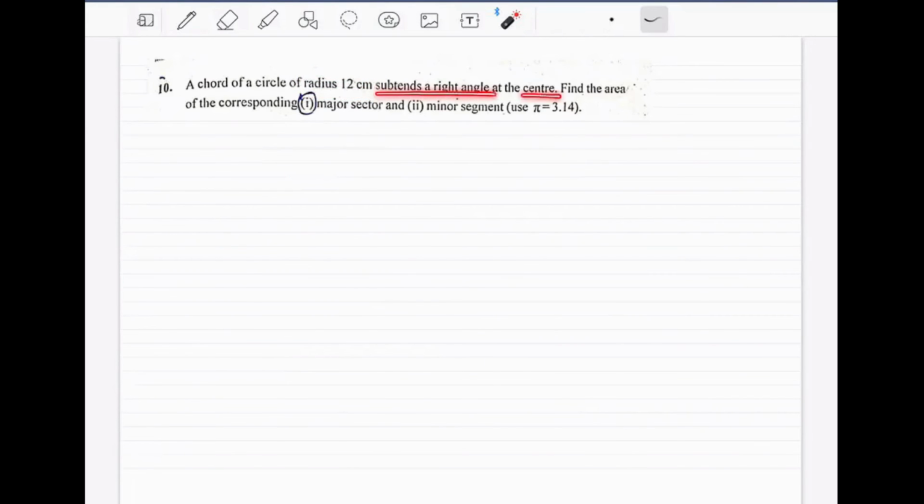Subtends a right angle at the center. So at the center, how much is the angle subtended? It's a right angle. That means it's 90 degrees. Question 1, find the area of the corresponding major sector. Area of major sector. This is the first one, and second one is minor segment.